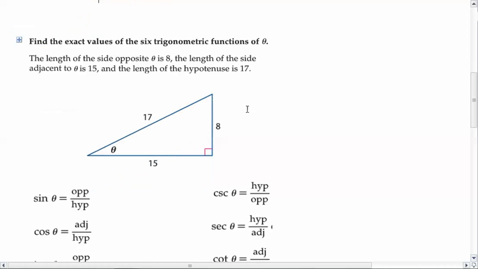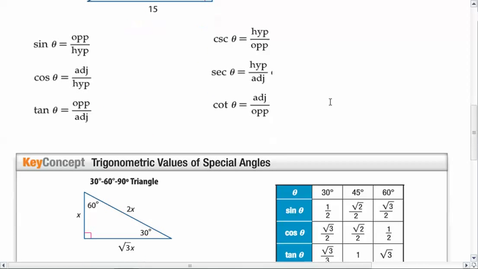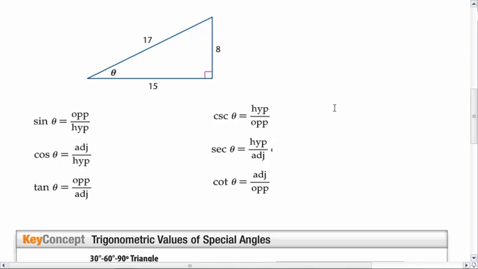So let's do an example together. It says find the exact values of the 6 trig functions of theta. There are 6, we need to find all 6. The length of the side opposite theta is 8, the length of the side adjacent to theta is 15, and the length of the hypotenuse is 17. So we're given this triangle right here. We have theta, across from theta is 8, adjacent to theta is 15, and the hypotenuse is 17.